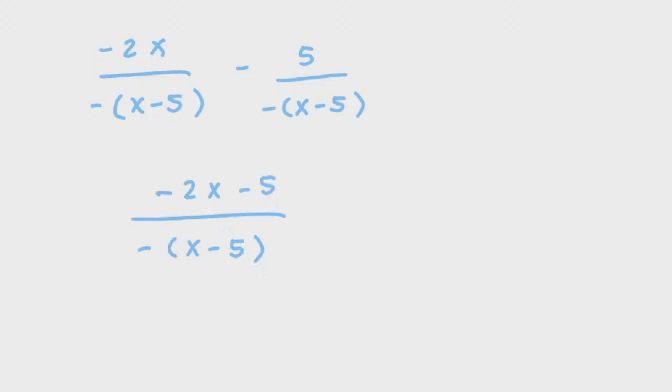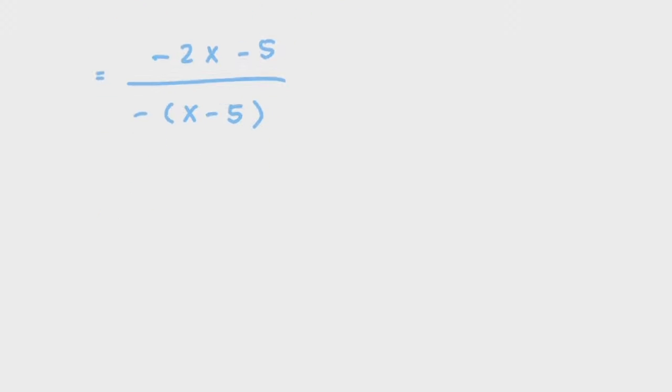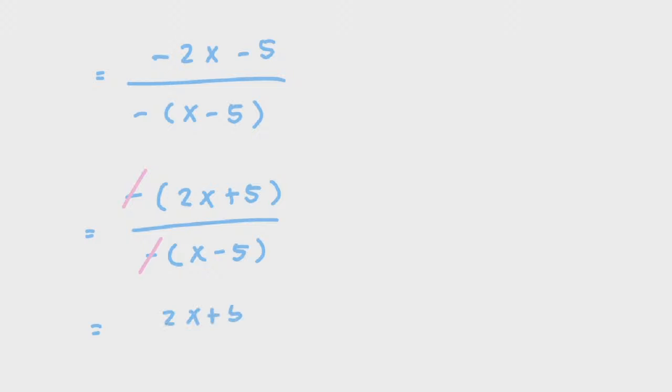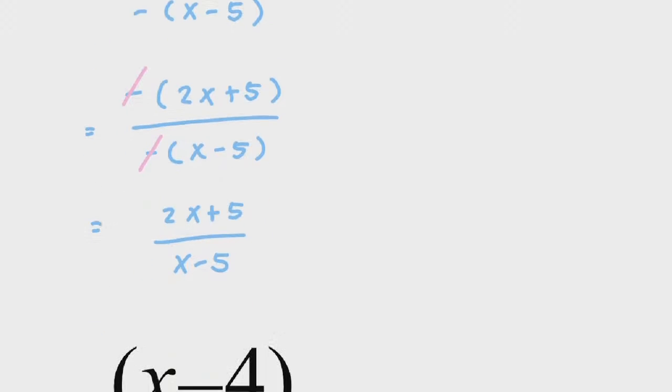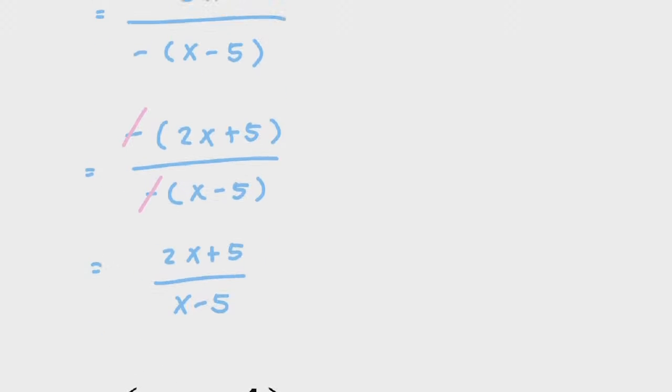And there's a lot of negatives in this problem. So in the numerator, we can factor out a negative. That'll be 2x plus 5. In the denominator, we can keep the same. So now you can see that the negatives will cancel out. So this will equal 2x plus 5 over x minus 5. And we can't factor or simplify anything, so this will be our final answer.